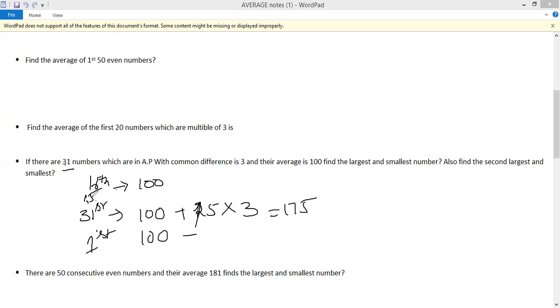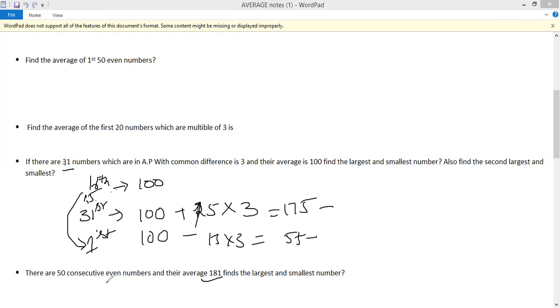Okay, the 16th term you know. 16th minus first, the difference is 15. 15 into 3 is 45. 100 minus 45 is 85. Smallest and largest, okay, completed.